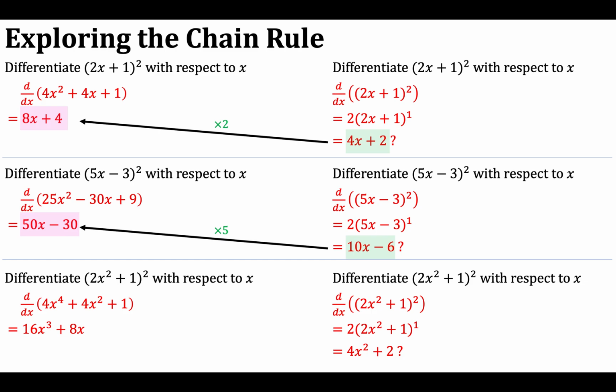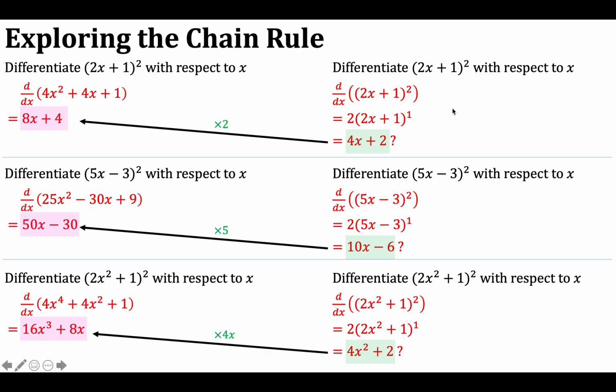And again, we don't have the thing that we know to be correct. We would need to multiply 4x squared plus 2 by 4x to give us the 16x cubed plus 8x. So what's actually going on here? We've had to adjust each of these answers.